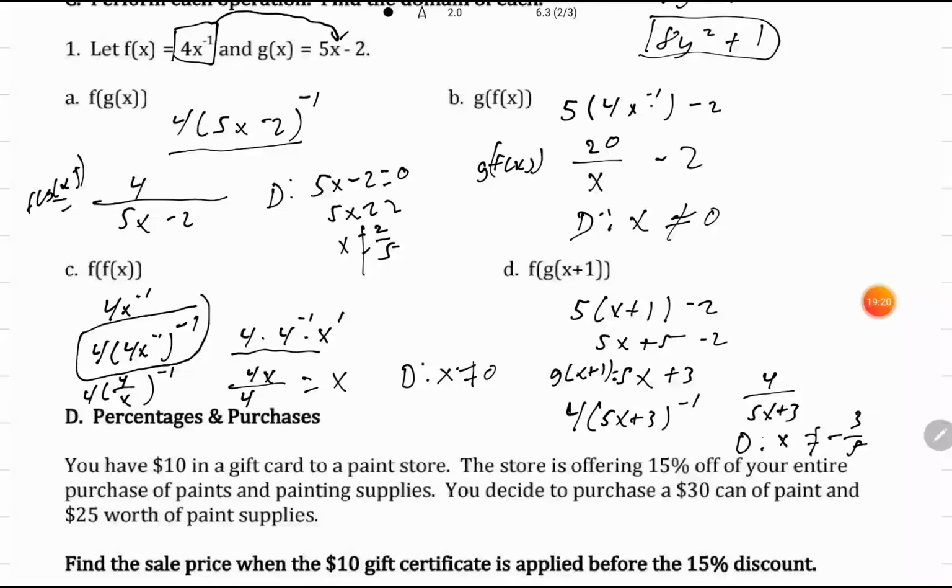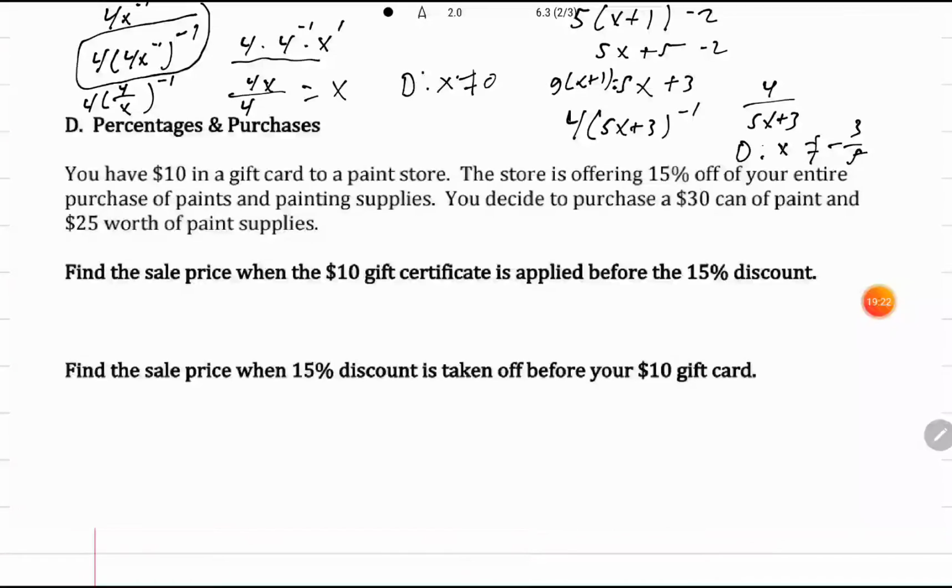Word problem. Always the word problems. Percentages and purchases. You have a $10 gift card to a paint store. The store is offering 15% off your entire purchase of paints and painting supplies. You decide to purchase a $30 can of paint and $25 worth of paint supplies. Find the sale price when the $10 gift certificate is applied before the 15% discount.